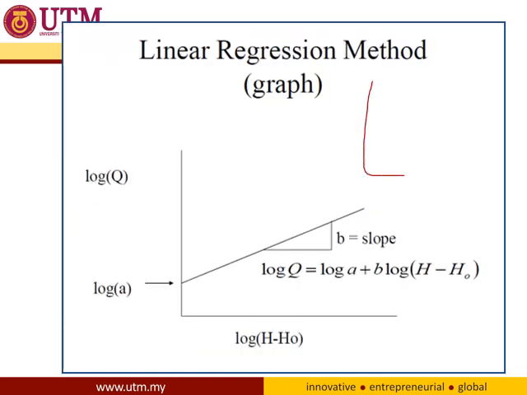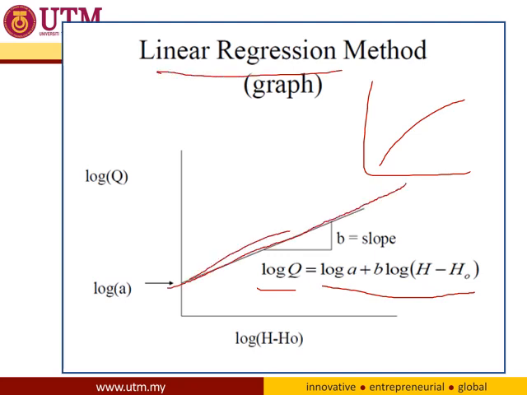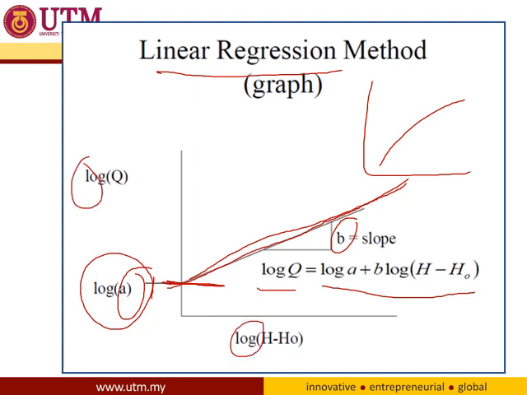Usually the rating curve is a curve, but if you log it, you may get this linear regression curve. From the linear regression curve, it's easier for you to get the parameters A and B. Log A is the y-axis intersection, and B is the slope. If you log it, then you will get a straight linear regression line, and then you can get the value of A and B.